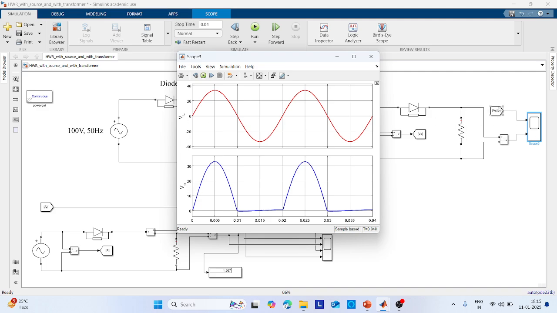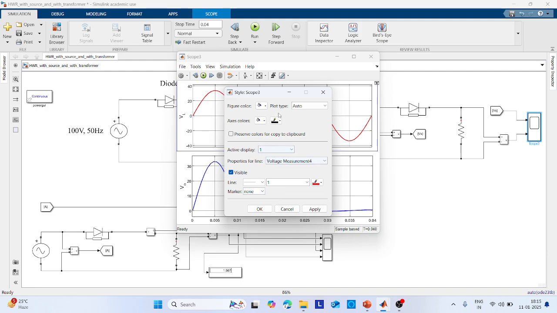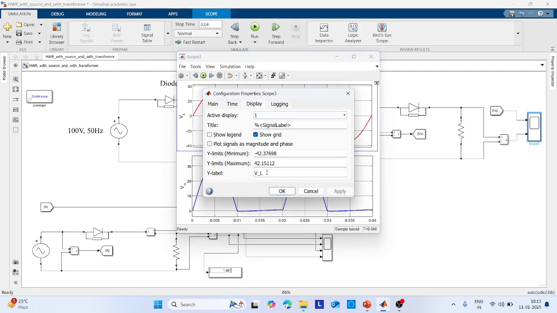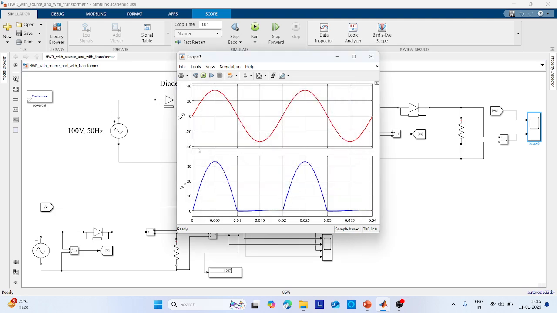In fact, what is the load voltage? It's not a load voltage, it's a source voltage. So here also I can change it like this. In configuration parameters you're supposed to enter. So it is a source voltage, right? So I'll take this one as Vs. That gives you the final answer like this.